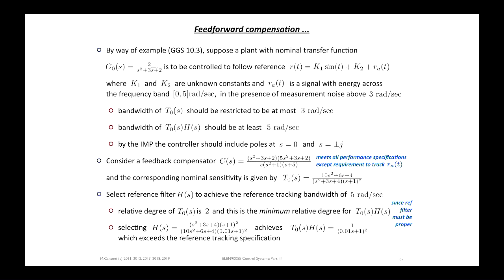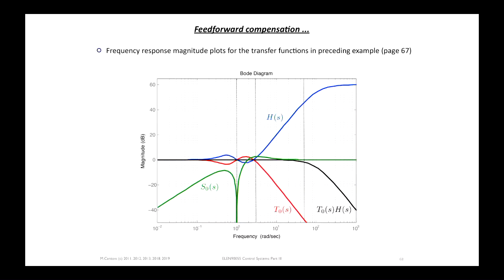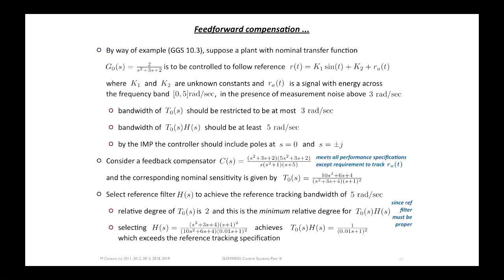All right. Now, what we're going to try to do with H is this. We want T times H to now be extended flat and then roll off only beyond 5, well beyond 5 radians per second in this case. Here's 10, really pushing it out. So we'll definitely meet the specification associated with tracking this part.